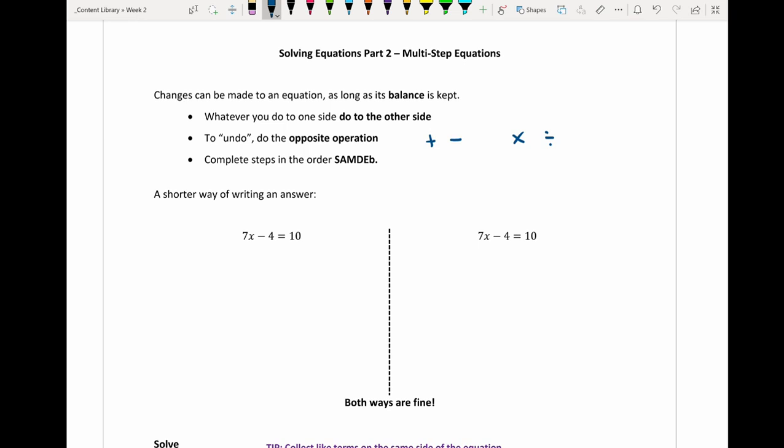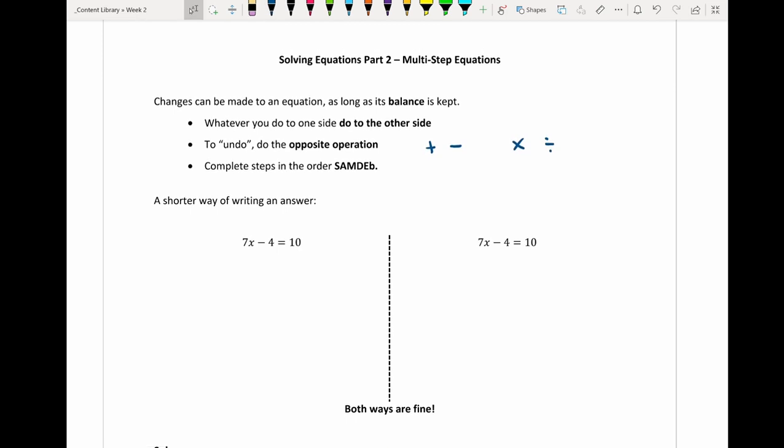The order you should be completing the steps in is the reverse BEDMAS. Right, so you look for that subtraction or addition first, next to the variable. Then you deal with your multiplication or division, then exponents. Brackets we're going to talk about in a future lesson.